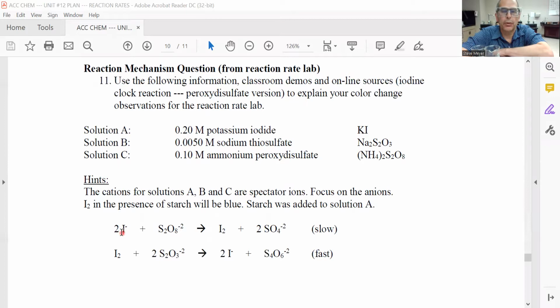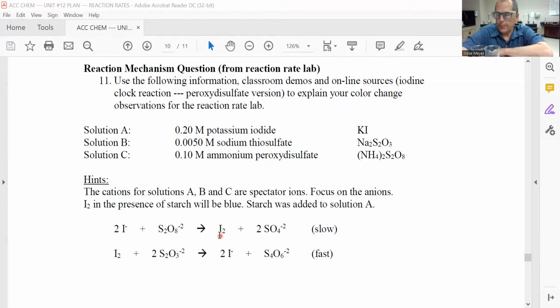We actually have 2 things going on. We have a slower reaction where I minus, which comes from A, and S2O8, which comes from C, forms I2. Now, I2 in the presence of starch turns blue. And when I add A to C, right away it turns blue. It may take a second for it to form. Okay, we say it's a slow reaction, but it's pretty quick. It takes about a second for it to occur. All right.